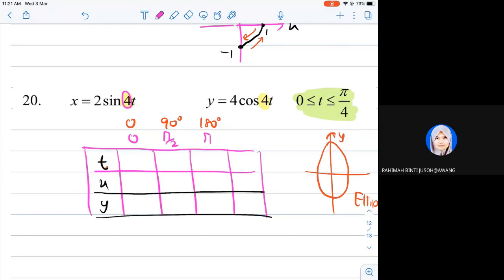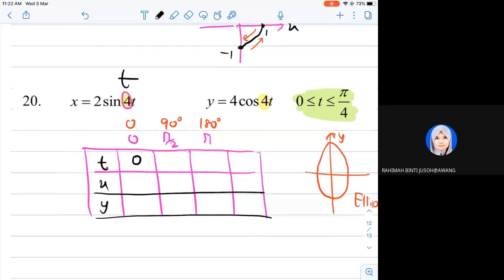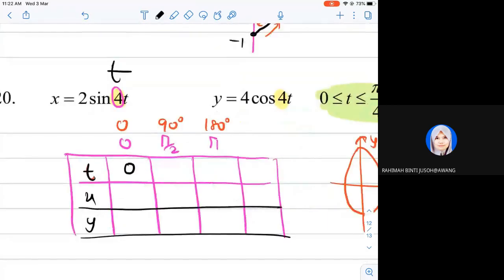So what happen? Mula-mula memang kita letak kosong. Okay, kosong ni standard. Tak ada apa-apa isu. Saya bagi tips. Kolom kedua ni, kalau sepatutnya 90 darjah kalau dia tak ada 4 ni kan? Kalau dia sekadar T saja, T biasa, 2 sin T, kita akan letak pi per 2. Tapi bila dia ada 4 dekat situ, kita akan bahagikan dengan 4 lagi. Faham tak? Maksudnya 90 tu bahagi 4. So kalau pi per 2 tu dia bahagi 4 lagi. So pi per 2 dia bahagi 4, we will get pi over 8. So dekat sini kita akan letak pi over 8.